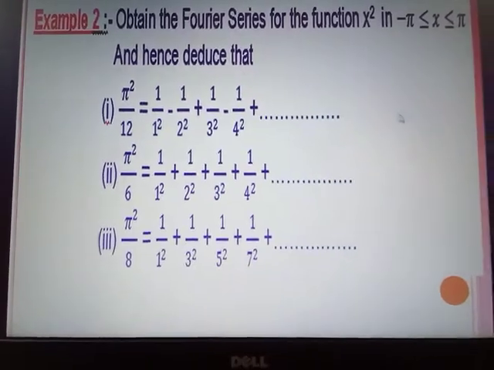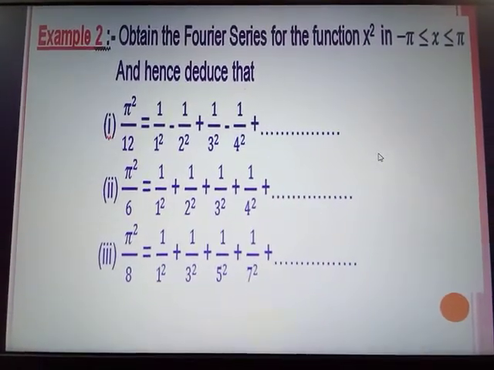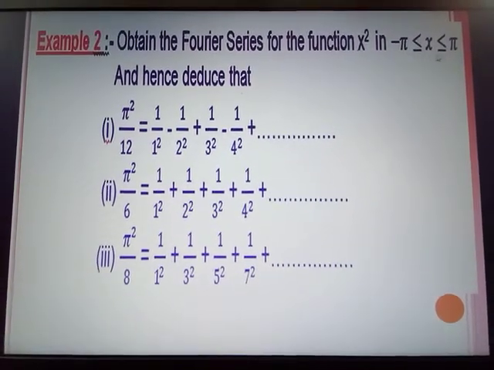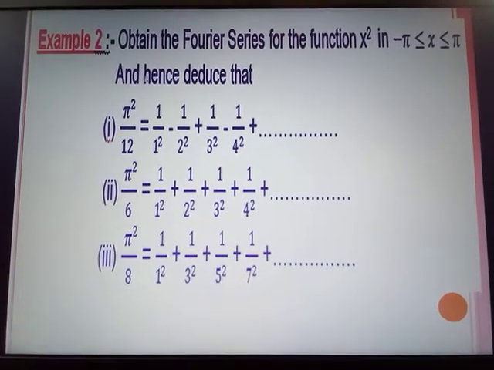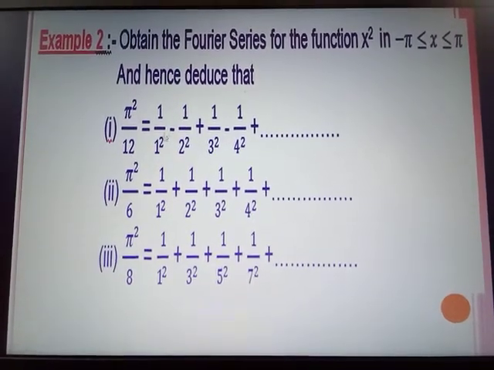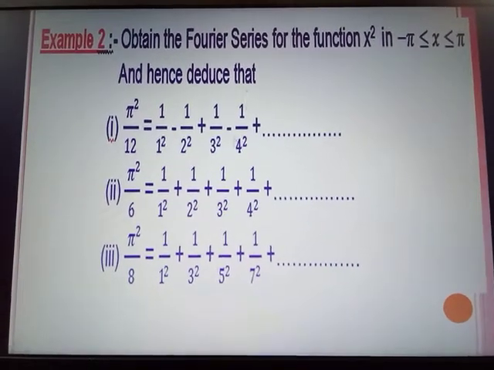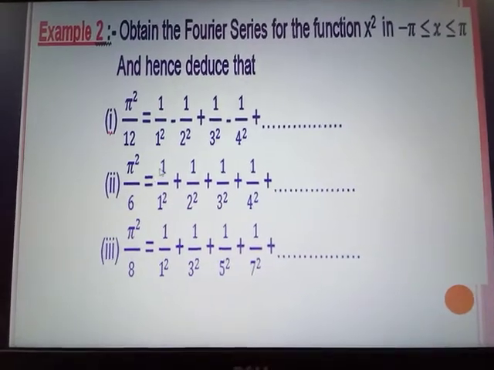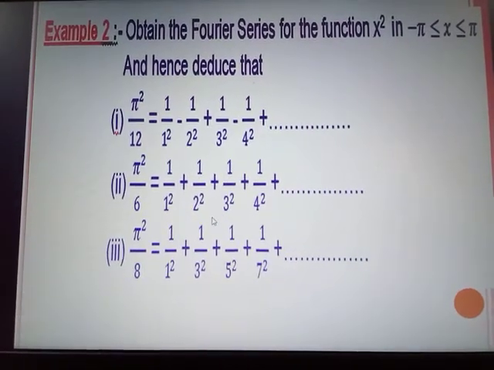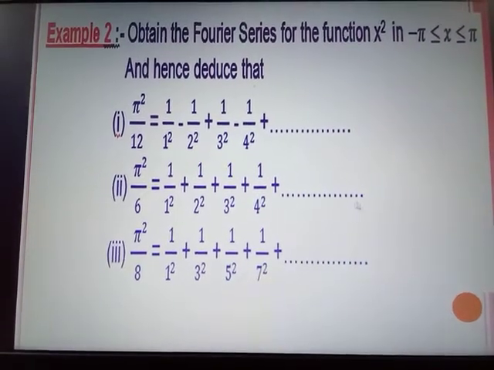Second example is: obtain the Fourier series for the function x square, where x lies between minus pi to pi, and hence deduce that pi square by 12 is equal to 1 by 1 square minus 1 by 2 square plus 1 by 3 square minus 1 by 4 square plus and so on. Next, pi square by 6 is equal to 1 by 1 square plus 1 by 2 square plus 1 by 3 square plus 1 by 4 square plus and so on.